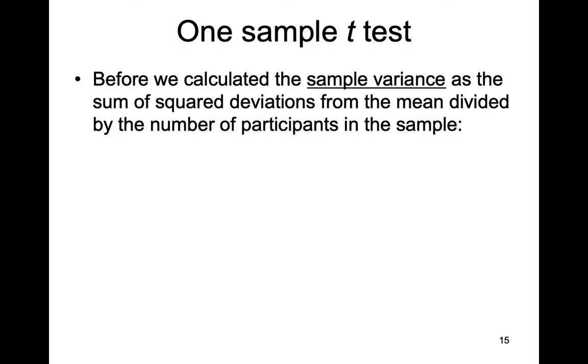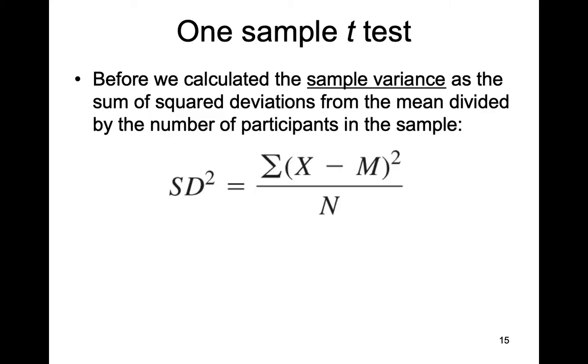So before, we had calculated the sample variance as the sum of the squared deviations from the mean divided by the number of participants in the sample. So hopefully we remember this equation, right? That the variance of a sample is the sum of the squared deviations from the mean divided by the number of observations or the number of people.